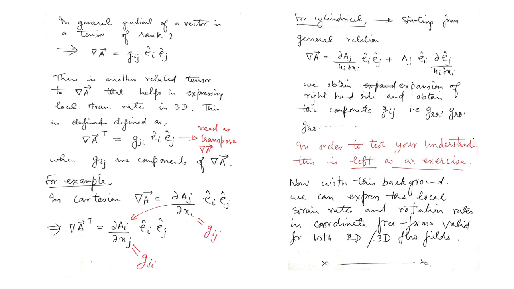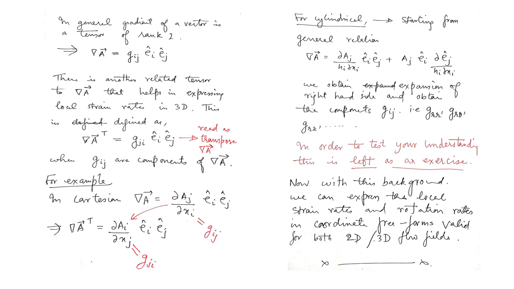So when reading it, we will not say grad A T, we will say transpose of grad A. Grad A is already defined, or gradient of a vector A is defined as gij, a tensor of rank 2, gij ei cap ej cap, and its transpose is defined as gji ei cap ej cap. Okay, so please make a note of this. So the components are just transposed. gij were the components, so now I take the components as gji. The unit vectors are kept the same. This is important. Okay, ei cap and ej cap.